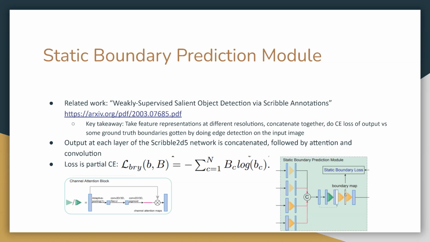And then the predicted boundary map here is passed into this static boundary loss. So this capital B is the static boundaries, the boundaries we'd have via the label propagation module. And this log b, tiny b, is the predicted boundary or edges.